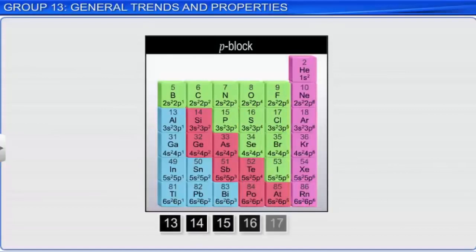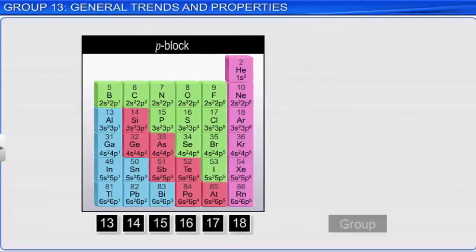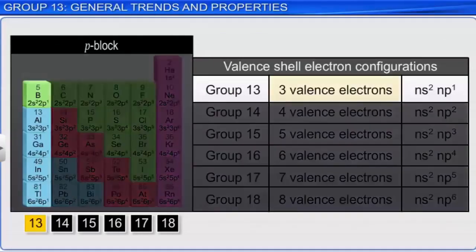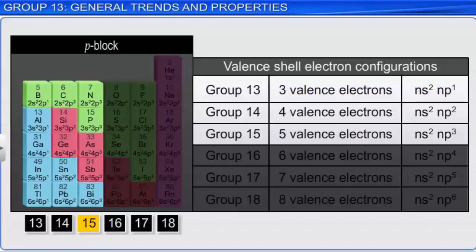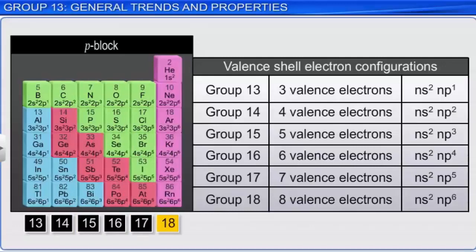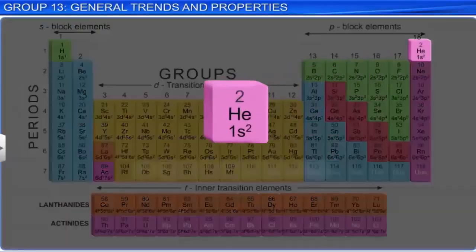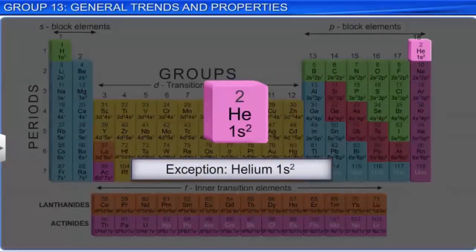There is a simple relationship between the group number, the number of valence electrons, and the electron configuration. Group 13 has 3 valence electrons, and the electron configuration ends as ns2 np1. As we move across each column to the right, the groups each gain an additional valence electron. The exception, of course, is helium, which has only 2 electrons.